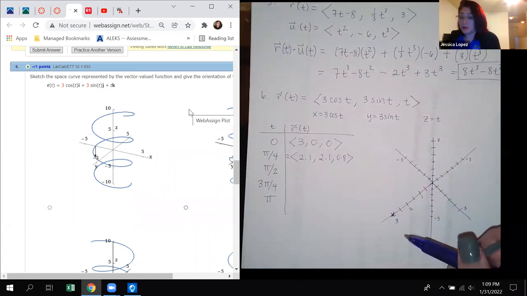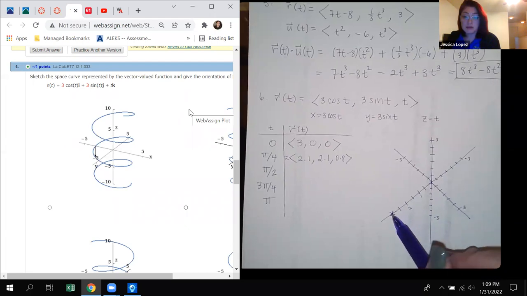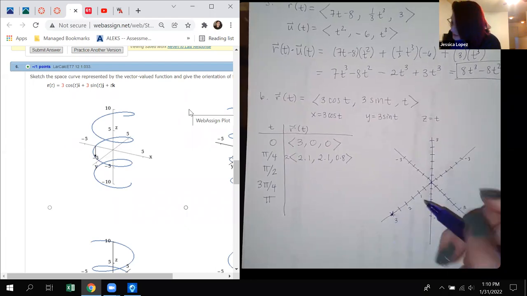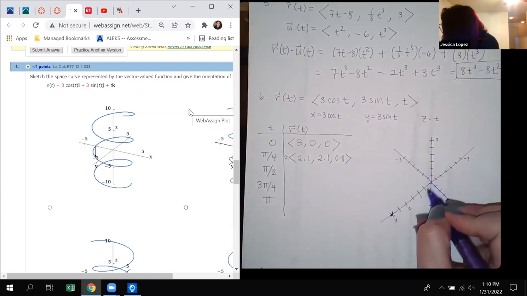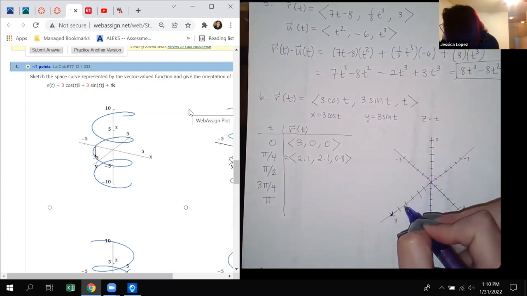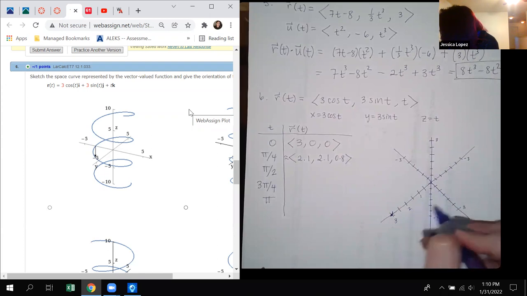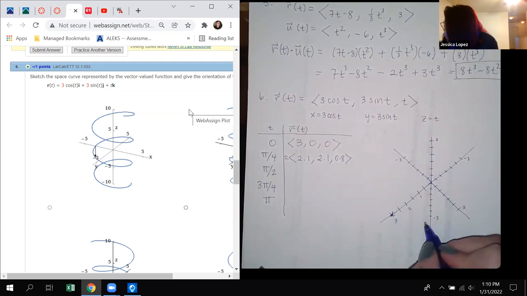This is my second point. So this is where I start at time equal to 0. And then at time equal to about 0.8, we are 2.1 units out this way. So we're about right here where the X and Y intersect. And then about half and a little bit more of a unit going upward, okay? And so it is this point here.